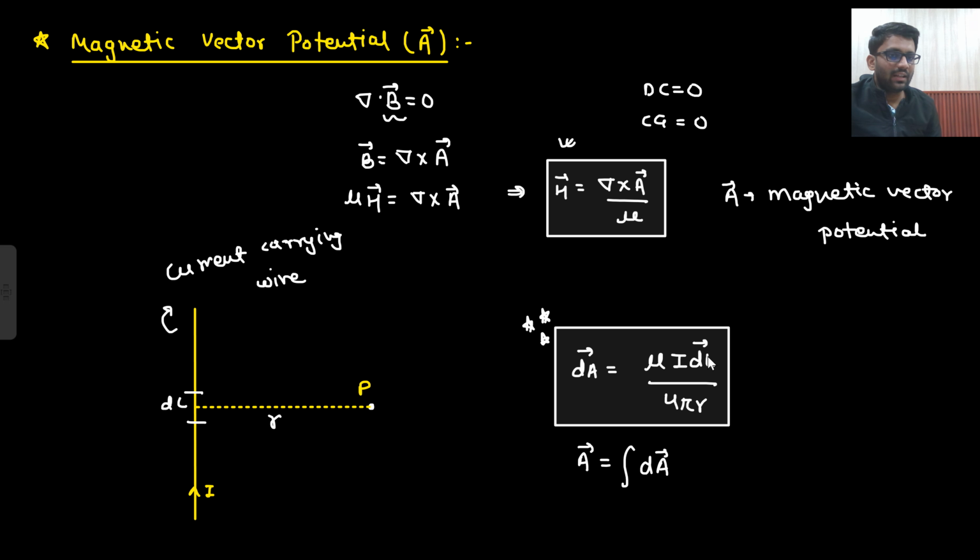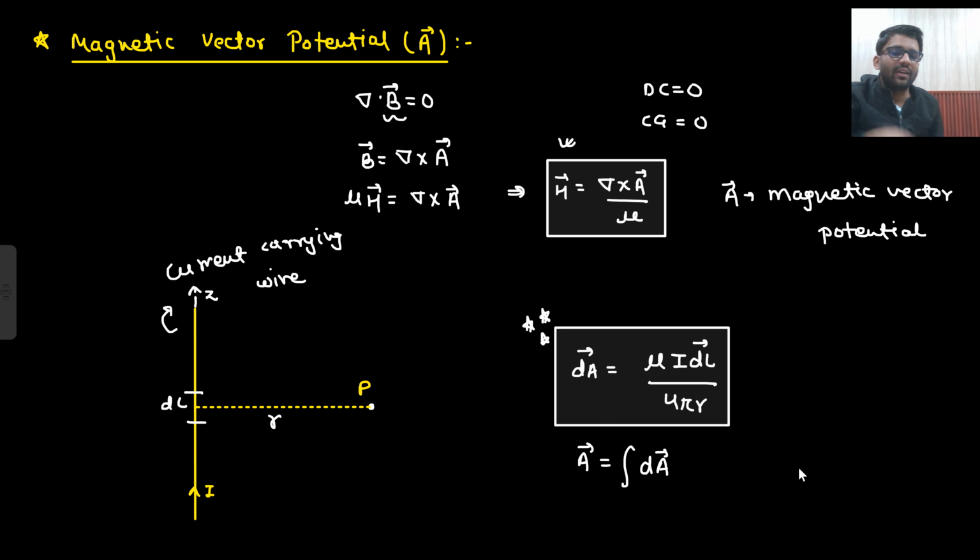And what is this dl? dl is the small portion of wire that is taken. Let's just say this is your z axis. What will be the direction of dl? If it is the z axis, then the direction of dl will be az. The direction of dl is the same as the direction of current. So this formula we need to remember.